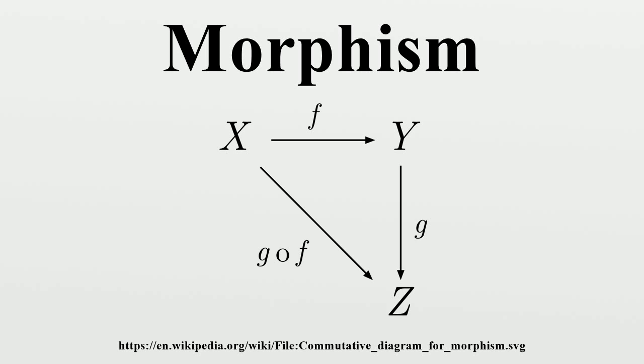Some special morphisms. Monomorphism: f: X → Y is called a monomorphism if f∘g1 equals f∘g2 implies g1 equals g2 for all morphisms g1, g2: Z → X. It is also called a mono or a monic. The morphism f has a left inverse if there is a morphism g: Y → X such that g∘f equals id_X. The left inverse g is also called a retraction of f.